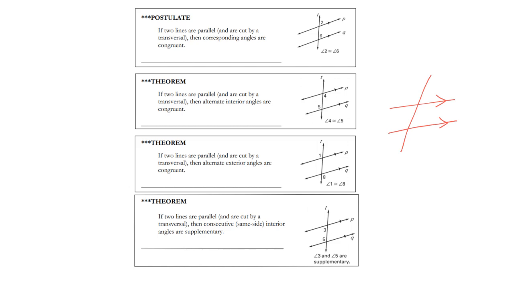Okay, the first one says, if 2 lines are parallel and are cut by a transversal, that's these 2, P and Q, cut by a transversal T, then we will know that corresponding angles are congruent. 2 and 6 in this diagram are corresponding angles. They're in the same location. And we now know that they are congruent if the lines are parallel.